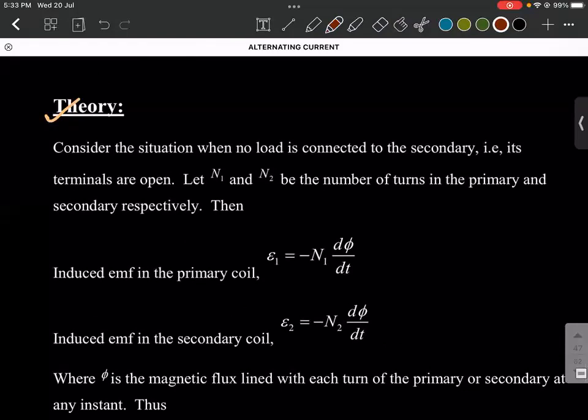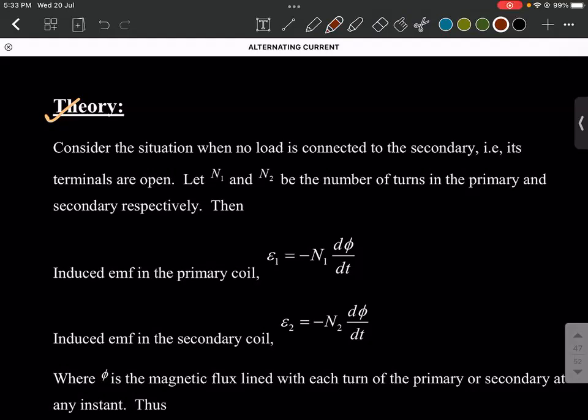So, theory. Okay. So you have drawn two diagrams, right? In those two diagrams, if you see, the secondary one is open. The secondary coil is open, meaning it is not connected to any load. Is that right? So the derivation itself starts with this concept. You are considering the situation where no load is connected to the secondary, meaning its terminals are open. That is the first point.